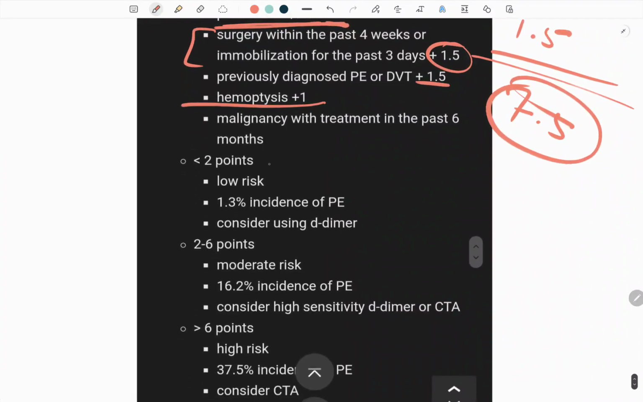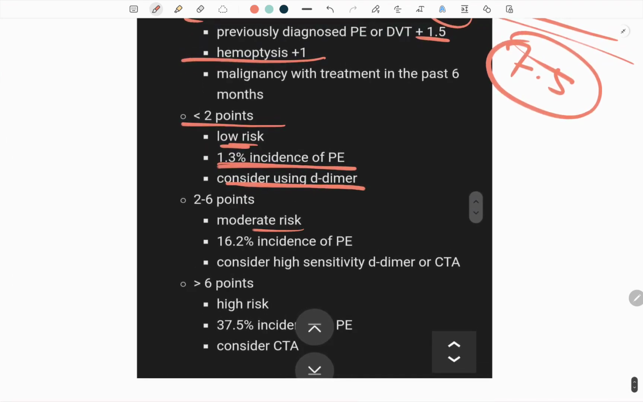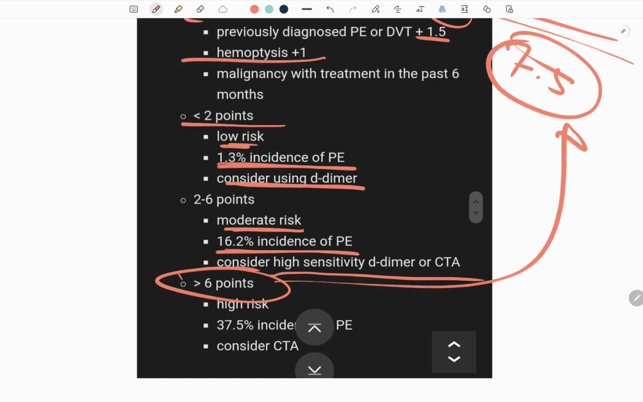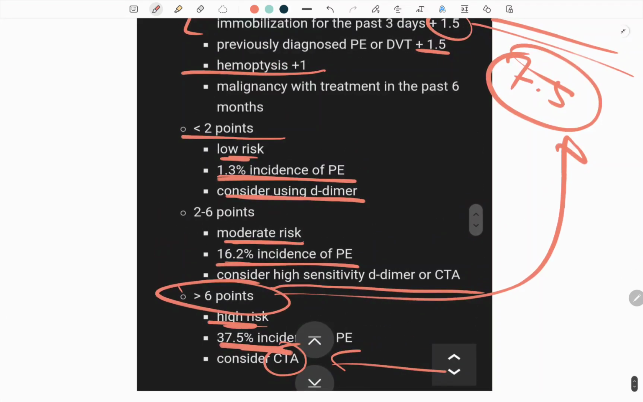Less than 2 points is low risk, 1.3% incidence of pulmonary embolism, consider using D-dimer. 2 to 6 points is moderate risk, 16.2% incidence of pulmonary embolism, consider high sensitivity D-dimer or CT angio. And more than 6 points, which we have in our patient, is high risk, 37% incidence of pulmonary embolism, and we consider CT angio, and that's what we did in our patient as well. So this is all about pulmonary embolism. Thank you.